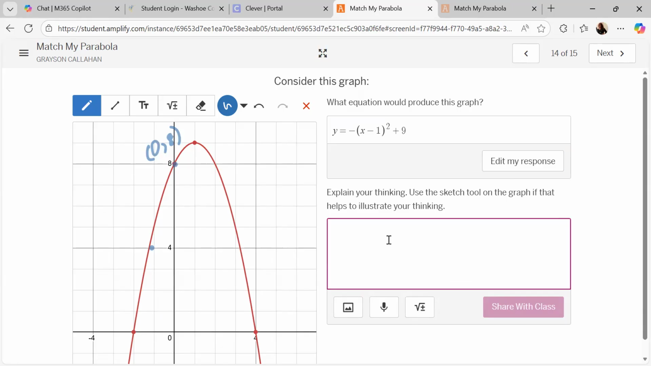So just talk about the fact that the vertex is at (1, 9), correct? That it's upside down, so it's facing downward, so it's a negative. And it's normal shape, it's not stretched or compressed. So it's just a -1 for A.